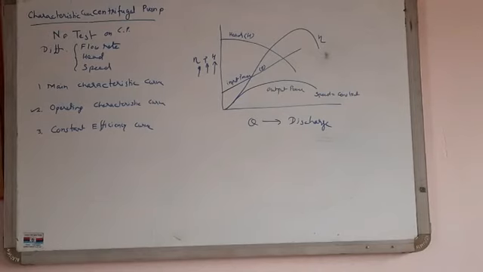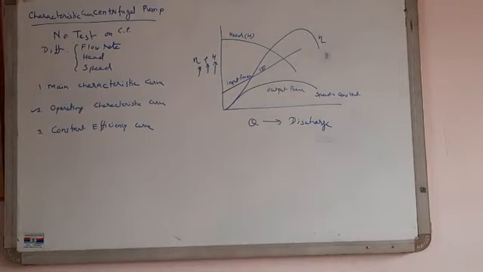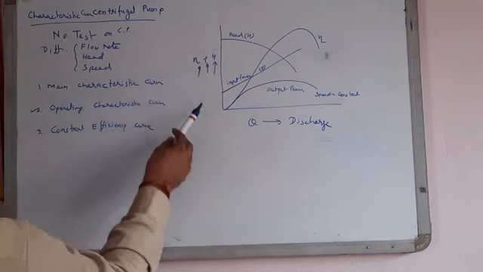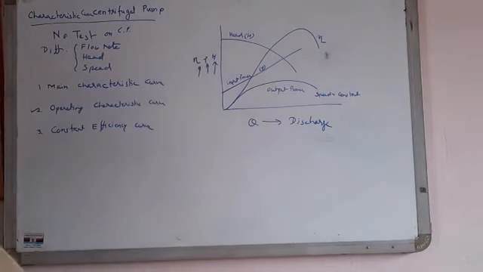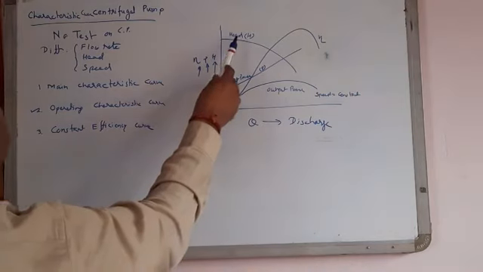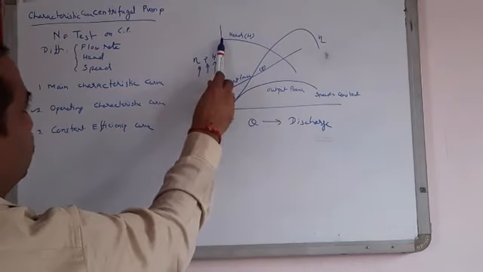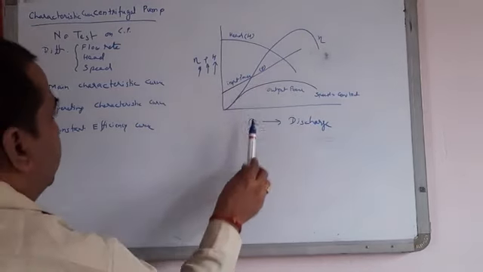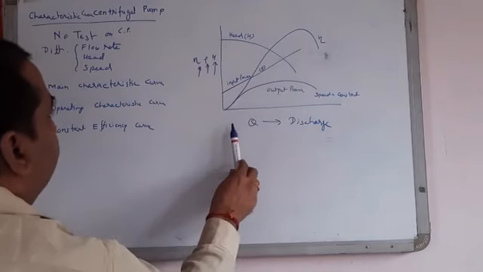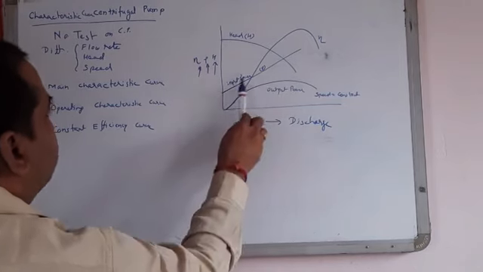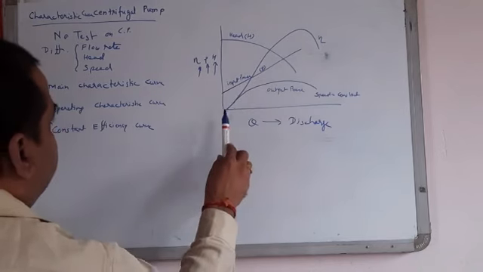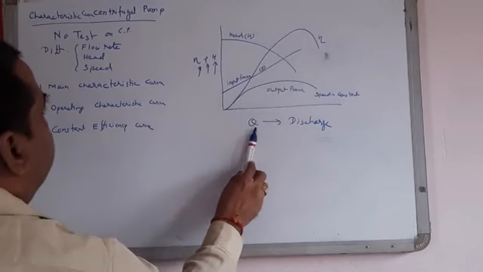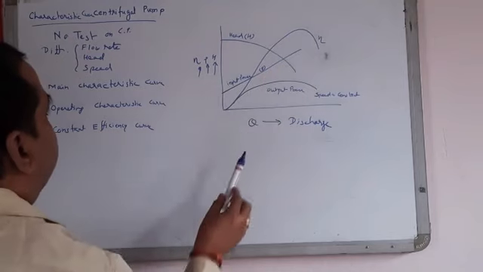Next curve is the operating characteristic curve. Here discharge is taken on the x-axis, and head, power and efficiency are taken on the y-axis. So this is the curve for head and discharge. This is the curve for input power. While we are increasing the discharge, the input power will also increase. The next is efficiency. Efficiency increases with discharge and after some time it will decrease.